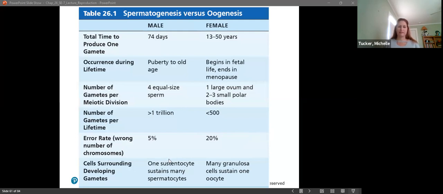For the developing cells, one Sertoli cell sustains many spermatocytes. And on the reverse, for females, many granulosa cells, because they're going to form all the way around an oocyte, and they'll form layers, and then they form the corpus luteum. So many granulosa cells sustain one oocyte. And that's mainly because we only have 500 that are going to develop into ova.